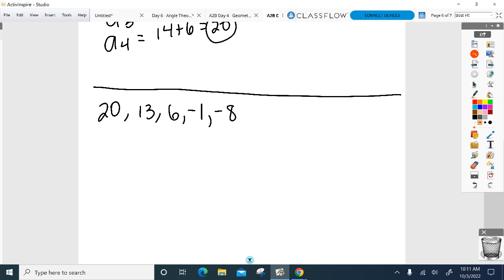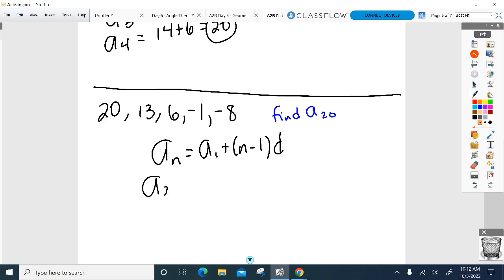So there's a bunch of things I could say, hey, find A20, which would mean what? Find the 20th term. Or something ridiculous where it's going to take you 5 to 10 minutes to write it all out. So instead, and I will give it to you tomorrow, you have a formula sheet, right? That has this formula for any time you're dealing with an arithmetic sequence. All right, so if I'm finding the 20th term, A20, what's the first term? 20. What are we plugging in for n?